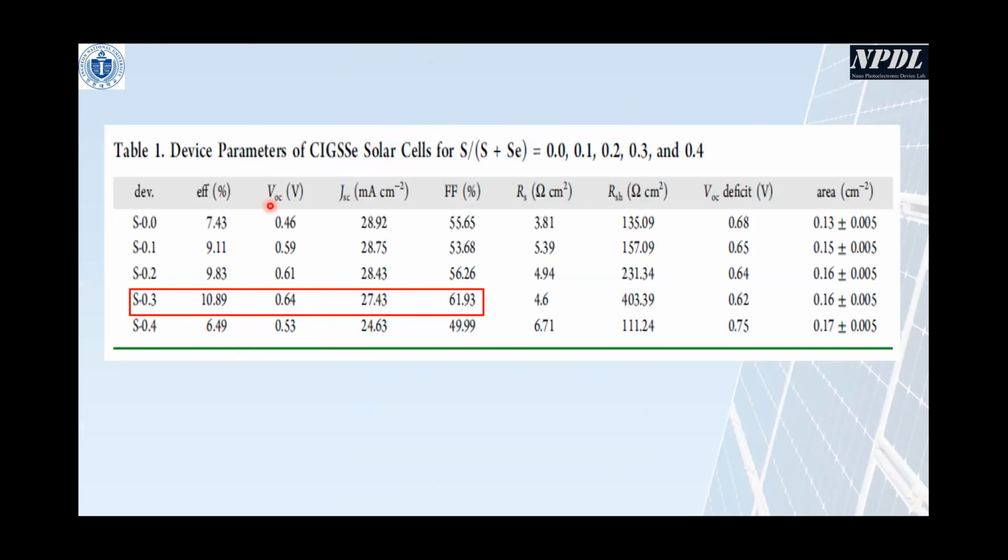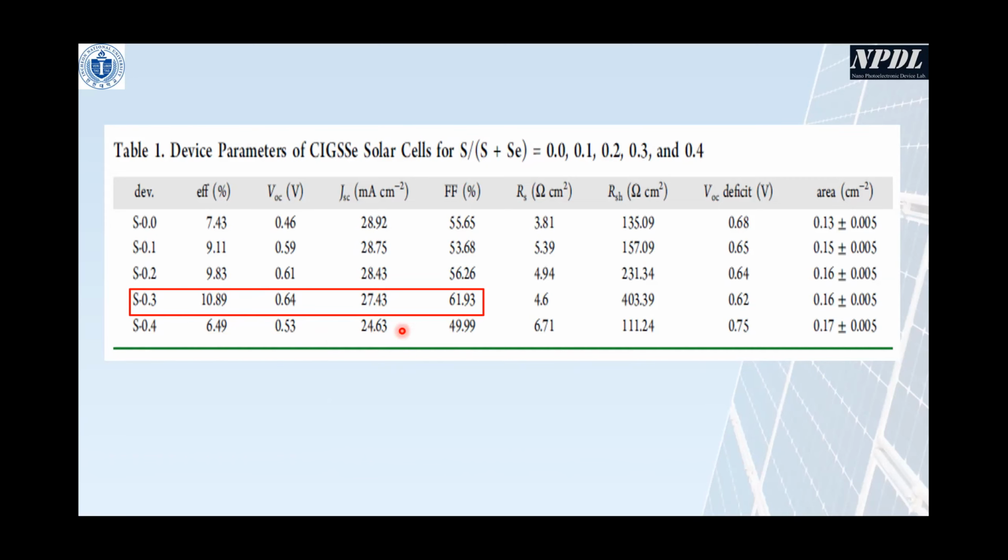So this is the device performance table. We see that with increasing sulfur, the device efficiency increases. With sulfur 0.3, we got 10.89% efficiency, but with more sulfur, the efficiency sharply drops, and the JSC drops, and the fill factor, VOC and other parameters drop too much, because more sulfur creates more defects or trap levels.